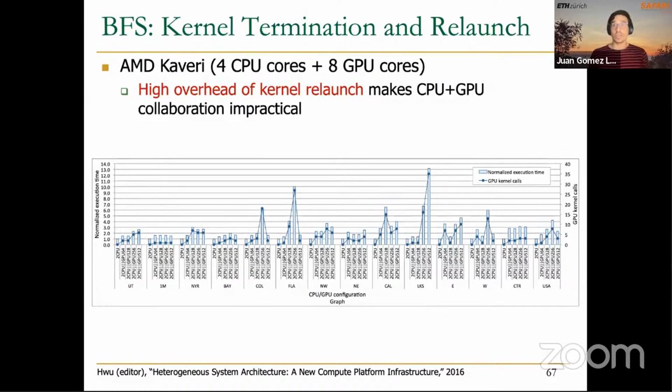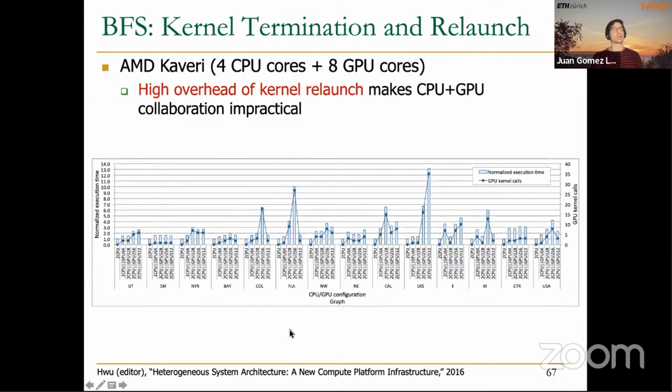But in some workloads, like for example BFS, where there's not really so much computation, it's more like accessing memory to read one node and then visit the neighbors and so on. It's mostly data movement, right? And in these cases is where we can notice the overhead of every kernel launch and relaunch.